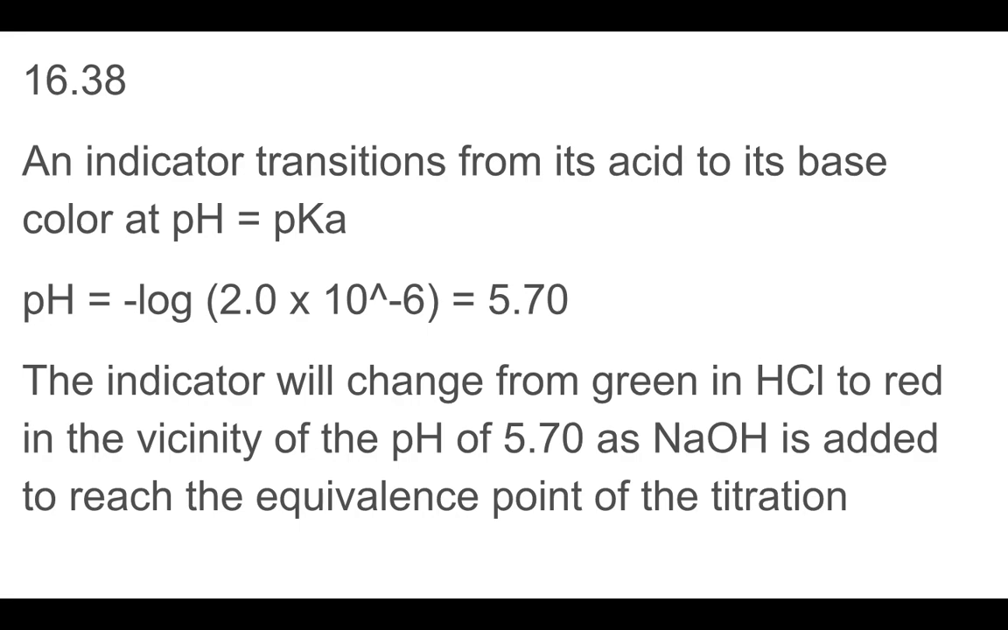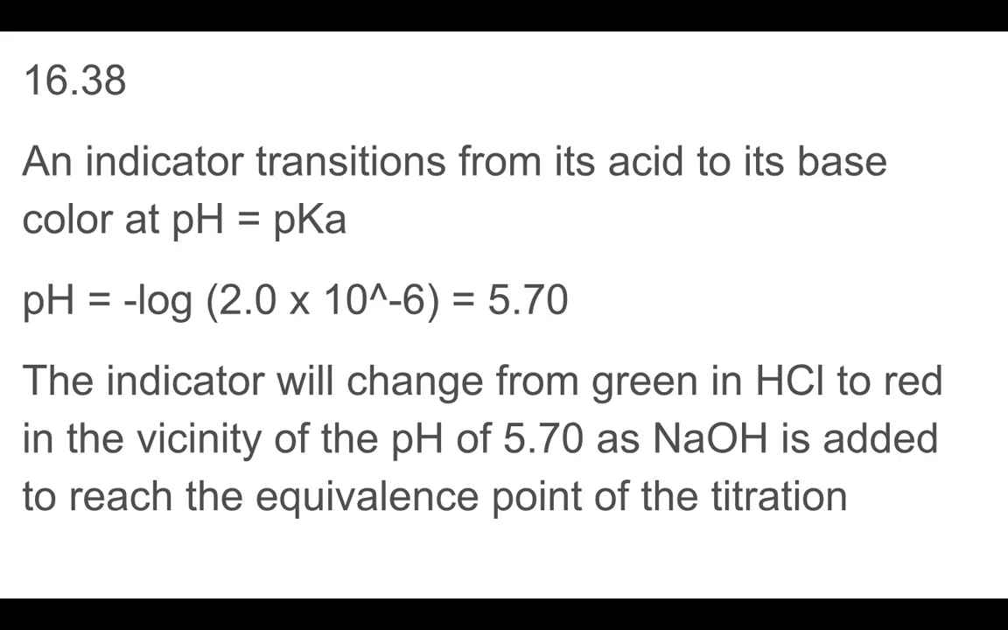Finally, 16.38 asks what happens to the indicator, or rather what pH the indicator will change color at. And if you recall, we can use the Henderson-Hasselbalch to analyze the pH of indicators. The indicator will be half acid color and half base color when its pH is equal to its pKa. The negative log of 2 times 10 to the minus 6 is 5.70. So our solution starts out acidic, so it'll start out green. When the pH rises to 5.70, it will transition from green to red.